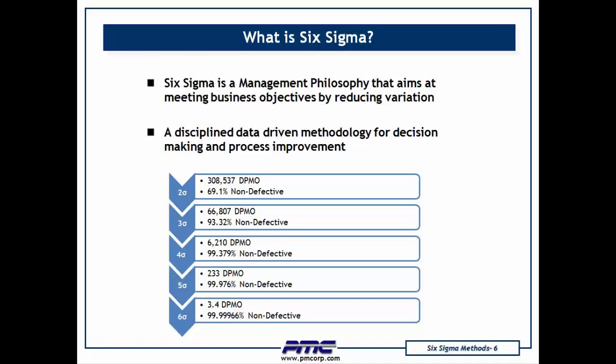will be 69.1% non-defective, whereas products of a Six Sigma company will be 99.99966 to be very precise, non-defective.